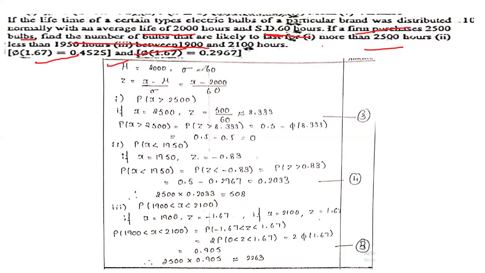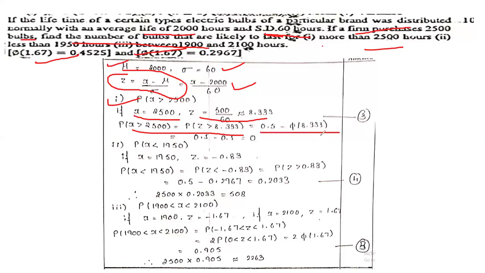So mu, the mean, will be 2000, sigma is equal to 60. So what you can do is please calculate Z. In normal distribution, you can calculate Z by using x minus mu by sigma. Ultimately, I am getting x minus 2000 by 60. Now we will apply the first condition. P(x greater than or equal to 2500). Whenever x equals 2500, Z will be equal to this much. So P(Z greater than 8.333) is equal to 0.5 minus 0.5. So ultimately, I'm getting the answer as 0.